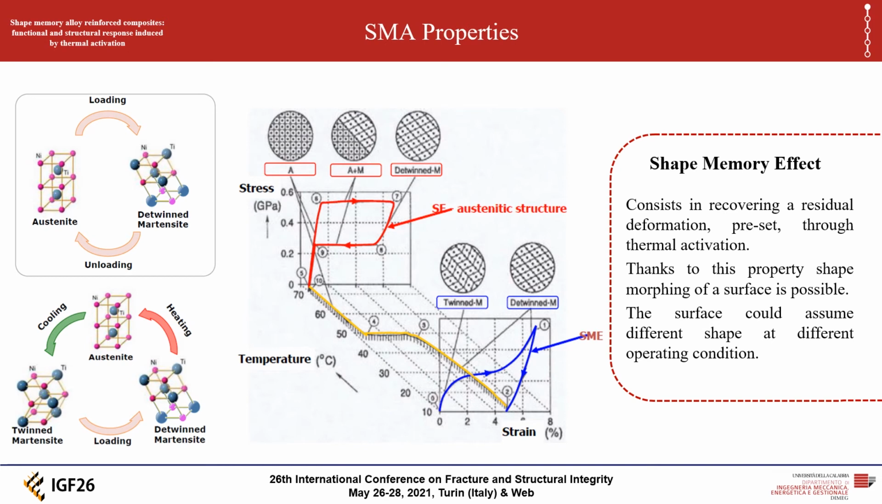It consists in the recovery of a residual pre-deformation following a thermo-mechanical training. The material, in the twinned martensite state, is heated, turning into austenite and recovering the deformation. Austenite is stiffer than martensite, and thanks to this property it is possible to provide device deformation.